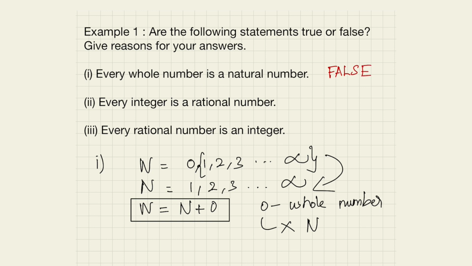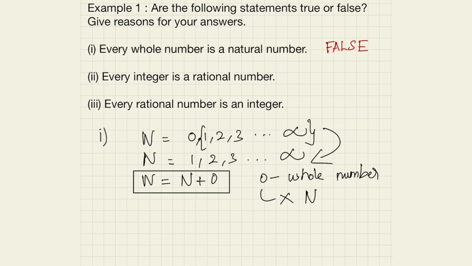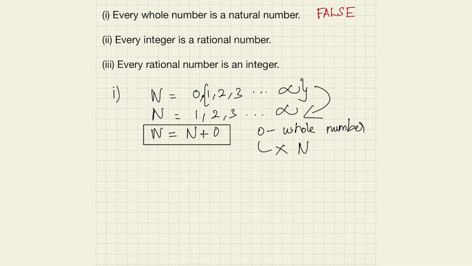Why is this false? Every whole number is not a natural number because 0 is a whole number and that is not a natural number. Now we are just moving on to the second subdivision here, which is every integer is a rational number.